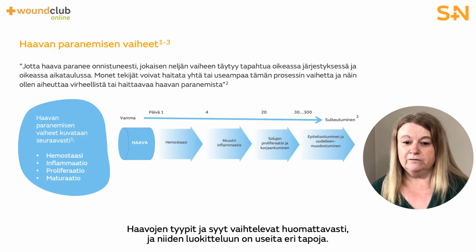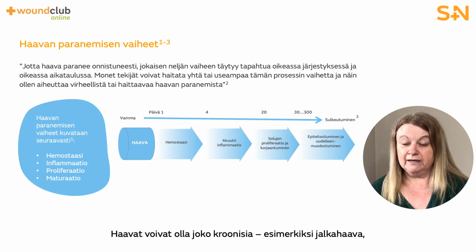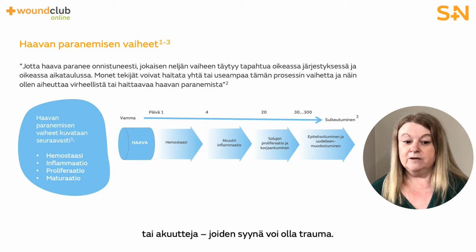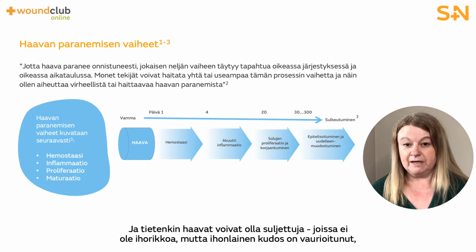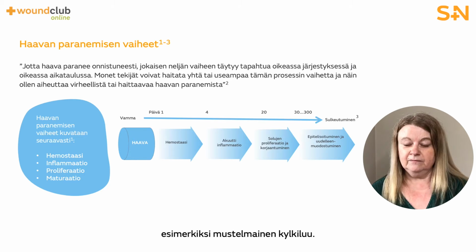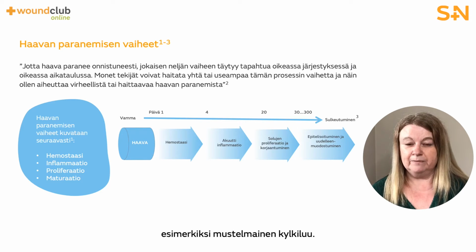The types and causes of wounds are wide-ranging, and there are several different ways of classifying them. Wounds can be either chronic, and an example of this could be a leg ulcer. They can be acute, which could be due to trauma. Wounds can be open, in which the skin has been compromised and underlying tissues are exposed. And of course, wounds can be closed, in which the skin has not been compromised, but trauma to underlying structures has occurred. An example of this is a bruised rib.